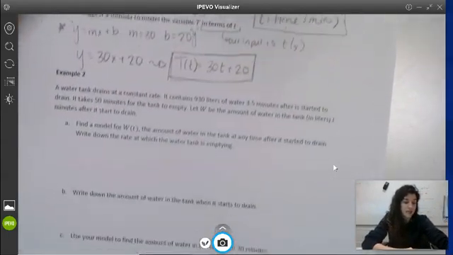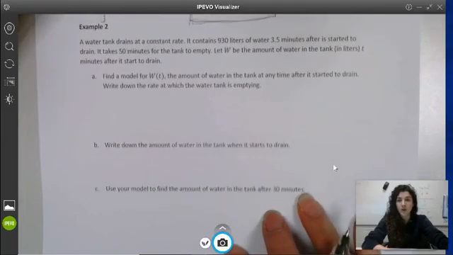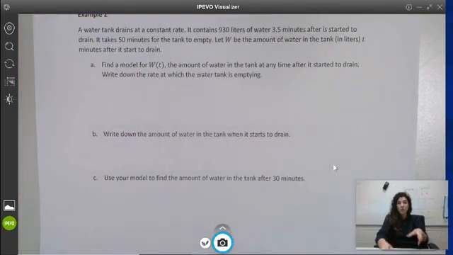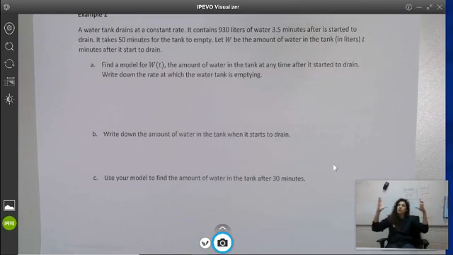A water tank drains at a constant rate. It contains 930 liters of water 3.5 minutes after it started to drain. So we're talking about a water tank. It's containing a certain amount of water. We've opened up a hole. It's draining out. And as the water level's going down, we're representing this as a function. And so we're going to think about the context of the situation that the amount of liters is going to be decreasing. So probably the line of time compared to liters is going to look, I think I'm flipped. So I think it's going to look this way, but it's going to be a negative slope is what I'm trying to get at.